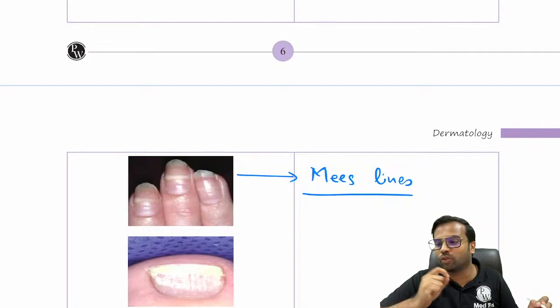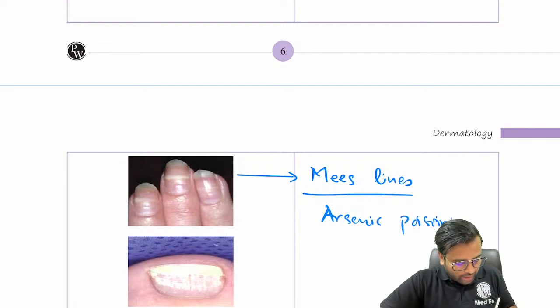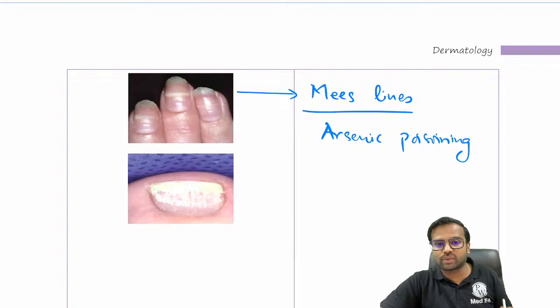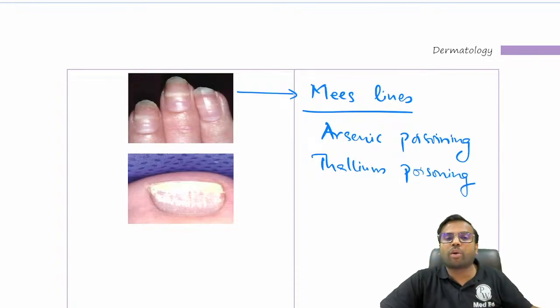Can anybody tell me in which poisoning we can see those? Yes, it can be seen in arsenic poisoning. How about one more poisoning? Arsenic poisoning, as well as, yeah, thallium poisoning. Now, how about the next one?